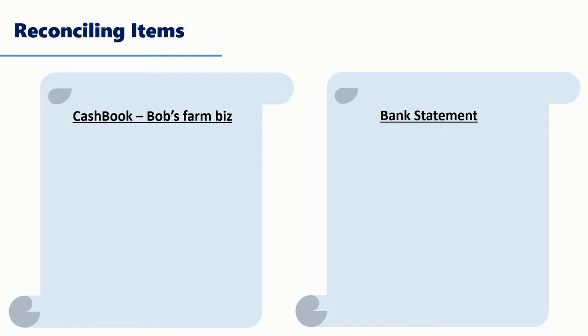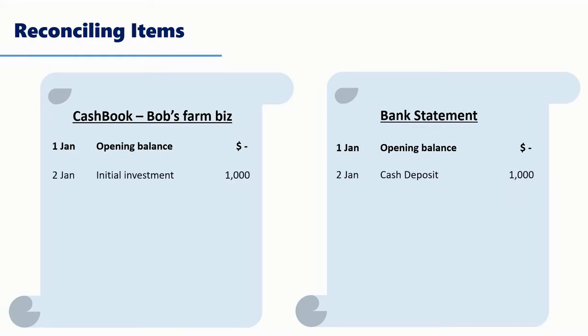First, we have an opening balance of $0 at the beginning of the month. On 2nd January, Bob made an initial deposit of $1,000. Under the books, as Bob knew this transaction took place, he had also recorded these transactions in his books. This was also reflected in the bank statement.